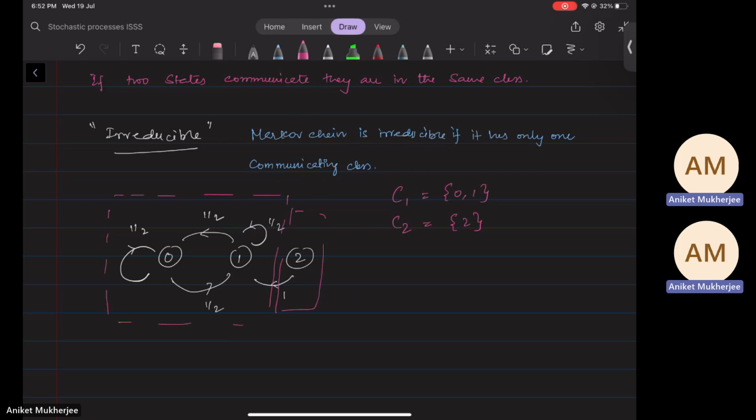So these are state class-based properties. If you have an irreducible Markov chain, you just need to show it for one state and you're done. The whole Markov chain will have the same property that you have shown for that one state. But they need to be communicating with each other, or they need to be in the same communicating class.